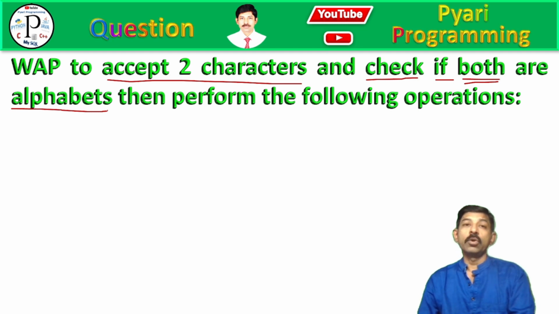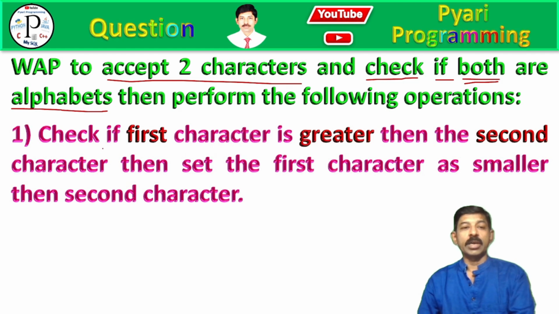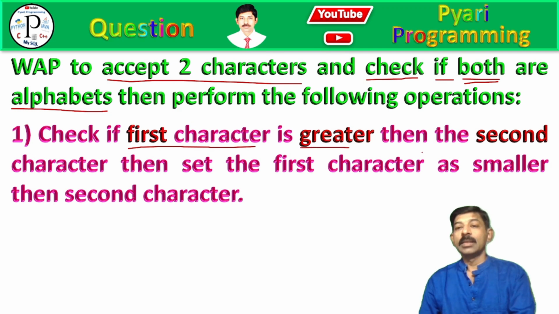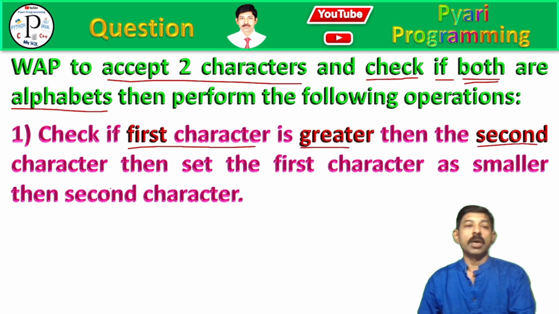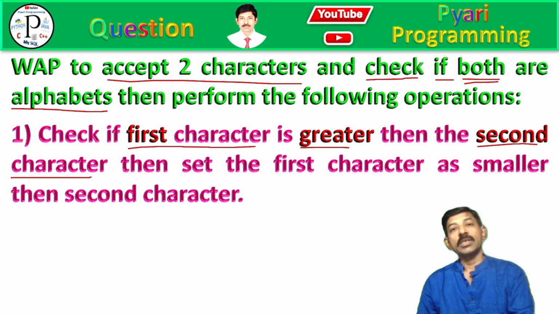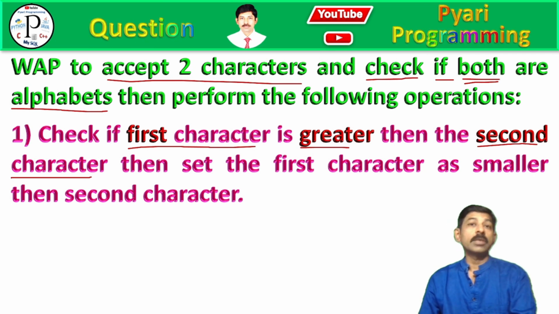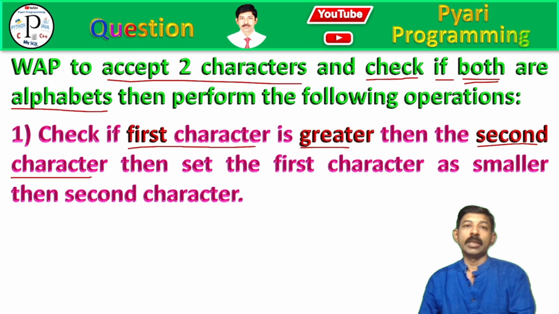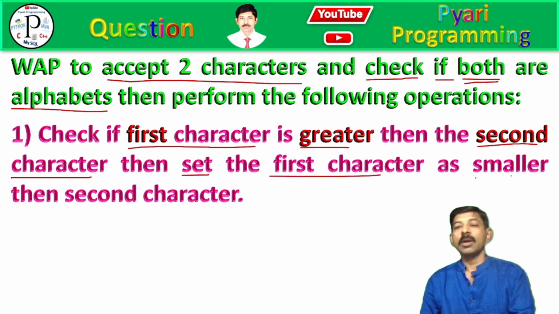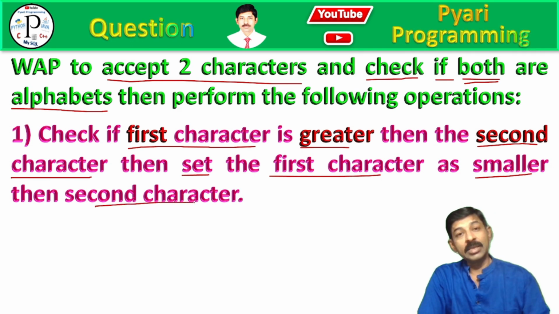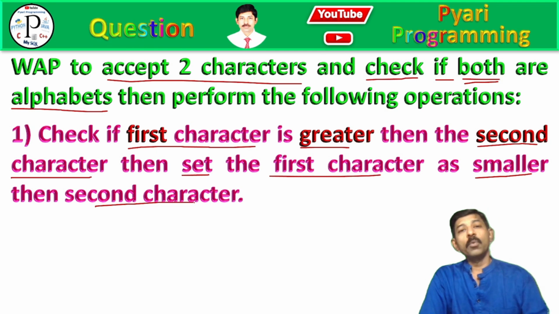Now, what are the operations that I need to do? The first operation says check if the first character entered by the user is greater than the second character entered by the user. How I will check whether the first character is greater than second character or not? Is there any method, or I need to apply some logic for this? We'll see while writing the program. Then, if it is greater, what should I do? I should set the first character as the smaller alphabet than the second character. How I will do this? These kind of things we'll learn in our programming part.